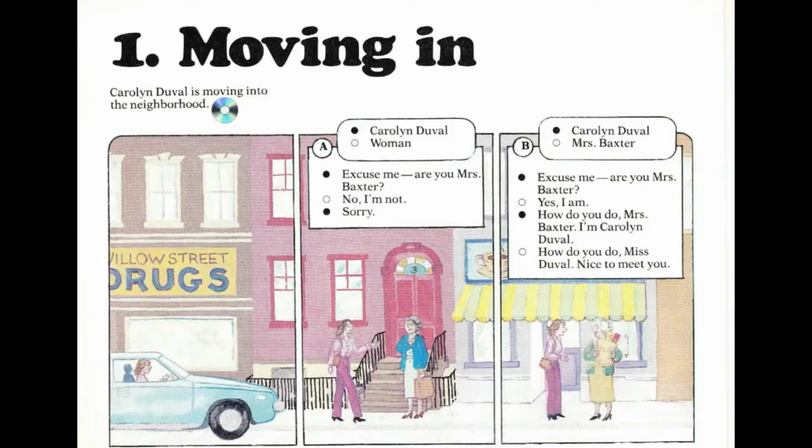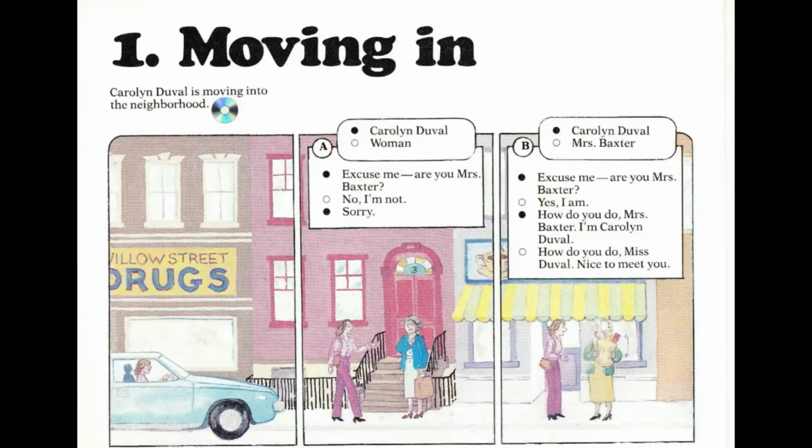In part A, as we can see, Carolyn speaks to a woman first. Carolyn says, sorry. Sorry is the short form of I'm sorry. As you may know, in daily conversations, people don't usually say I am sorry. They make it short and say sorry, and that's enough.